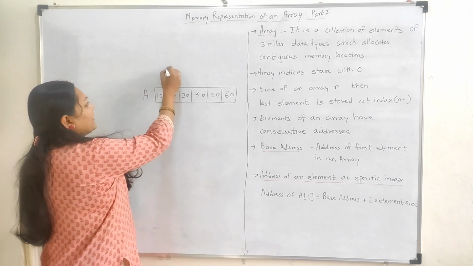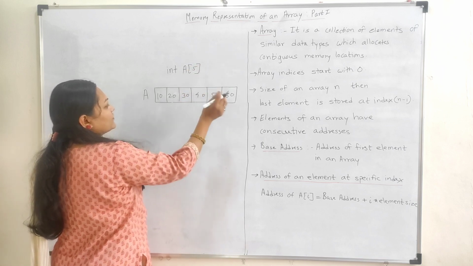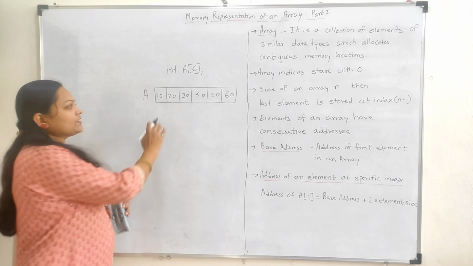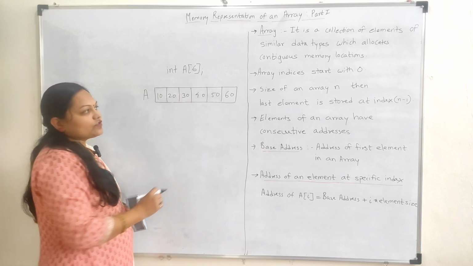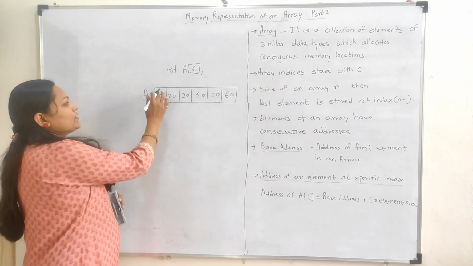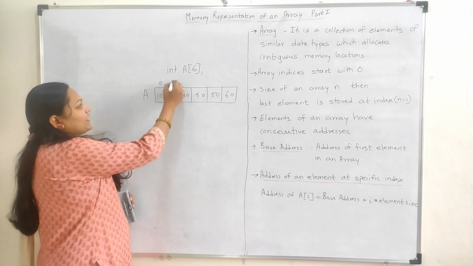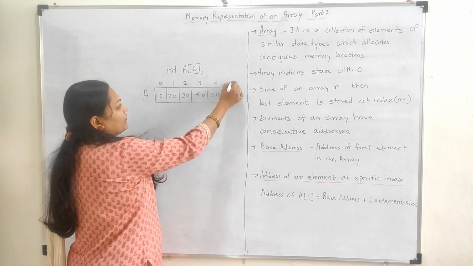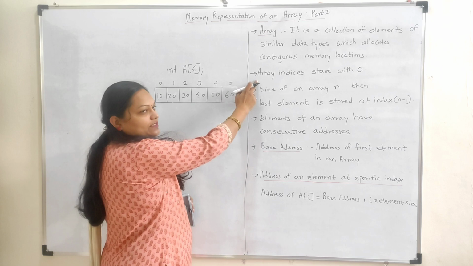So how we can declare it? Int A of 5. Sorry, elements are 6, so you need to mention here 6. This is the size of a one-dimensional array. Always your array index will start with 0. So the array index for the first element is 0, for the next one it is 1, then 2, 3, 4, 5 like this.